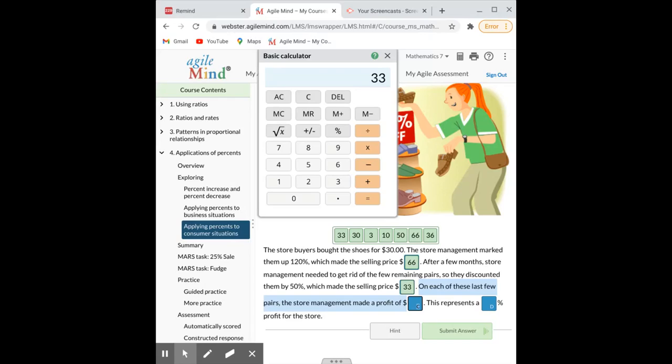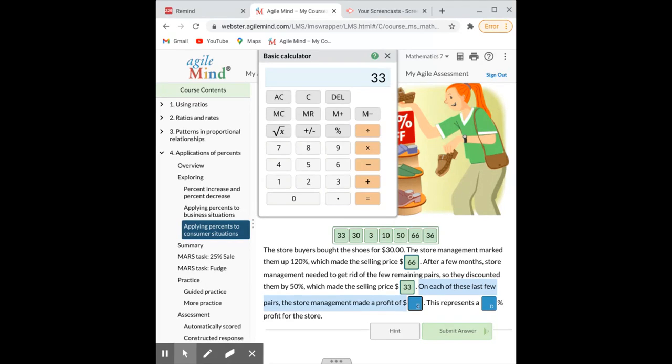All right, let's look at the last few pairs. On each of these, the store management made a profit of blank. Okay, so if we're making a profit, does that mean they have more money or less money? Are they going to gain money? Yeah, they're going to gain money.